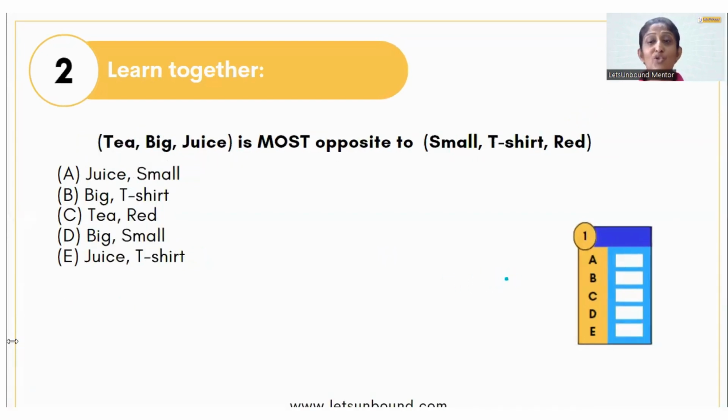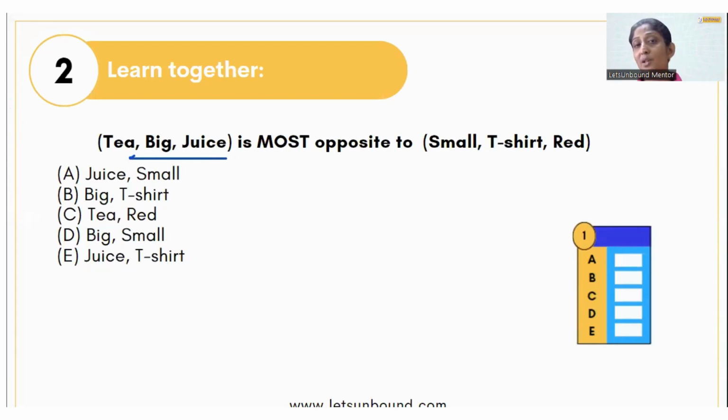Okay, let us check on one more example. The three options in the first bracket are tea, big, and juice. And we have to choose which is the most appropriate opposite to each of these three words or either of these three words within the second bracket, which says small, t-shirt, and red. Let us check the same way for each of the words. Tea. First, tea, does it have any opposite like tea, small, tea, t-shirt, or tea, red? No, this doesn't match. So we cross this word out.